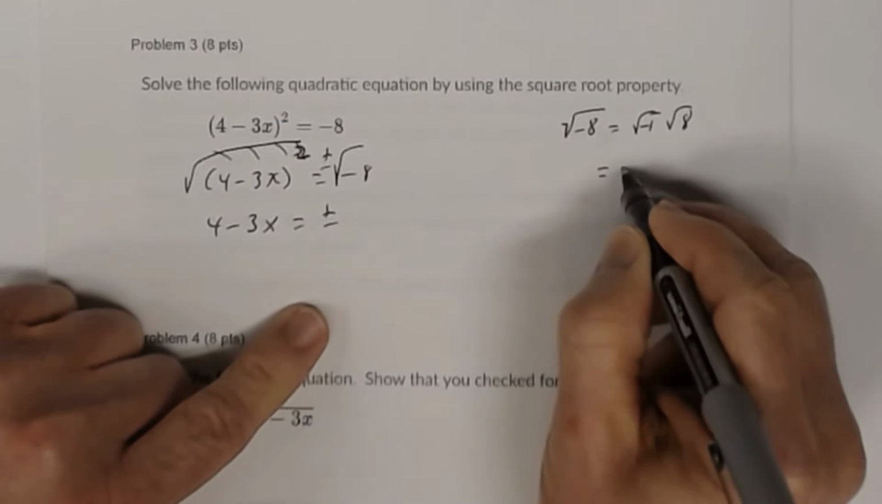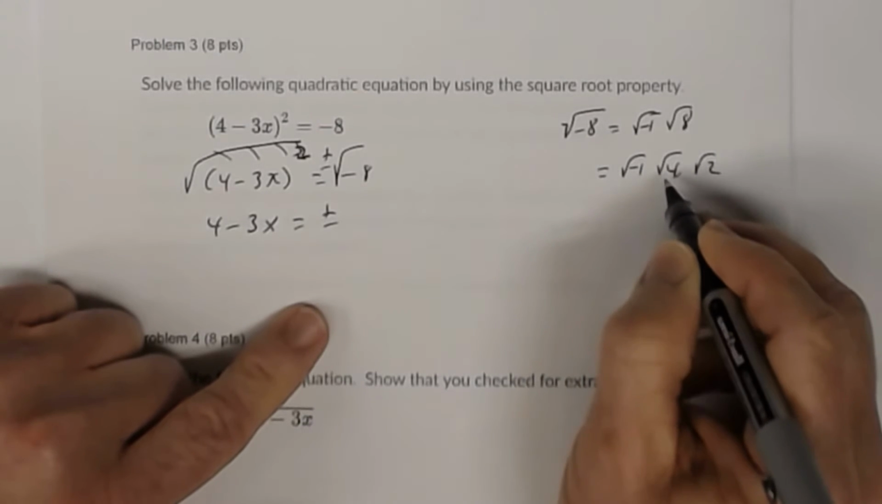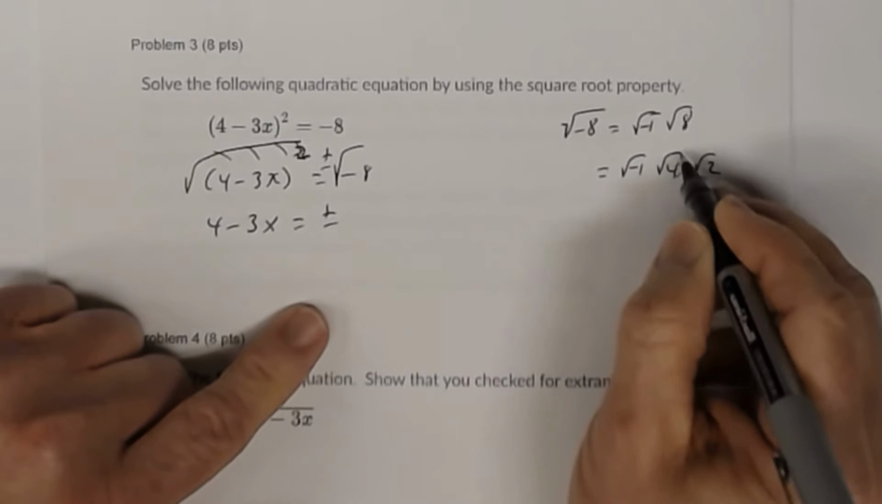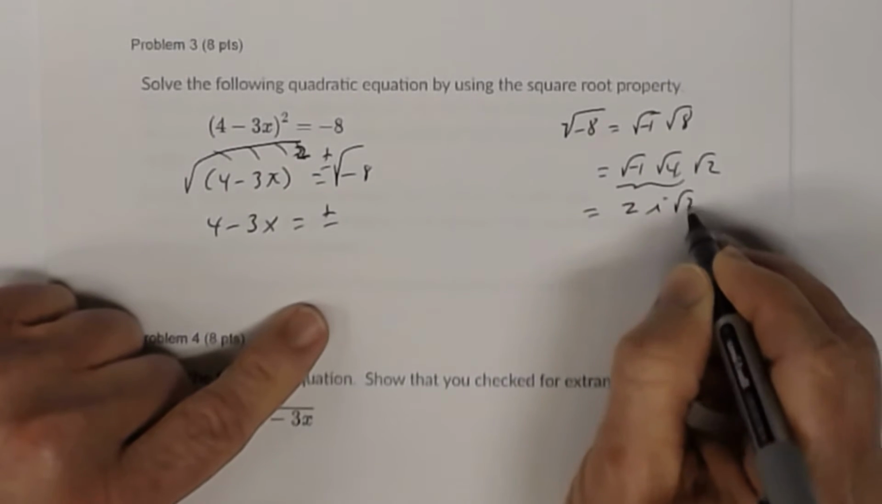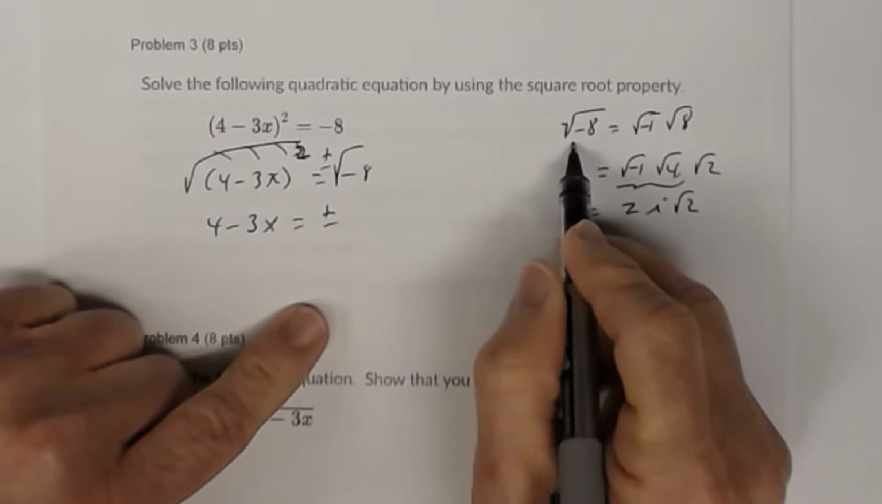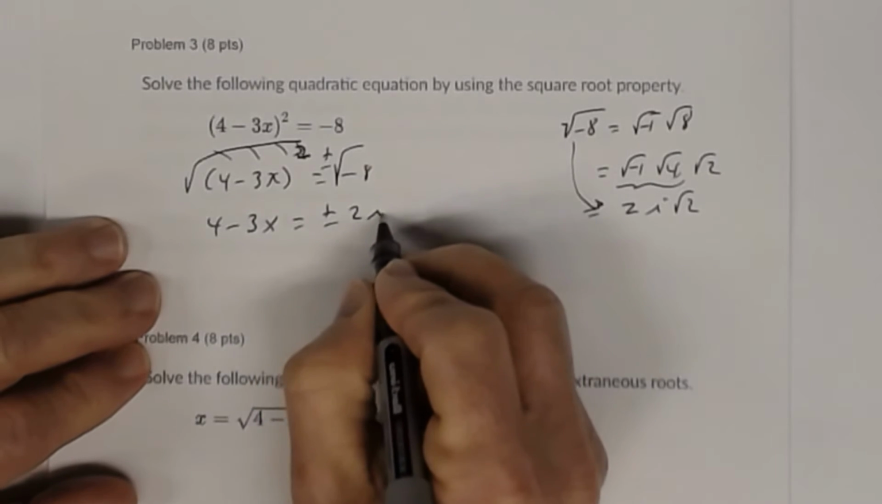So this becomes the square root of a negative 1, square root of 4, square root of 2, and 4 is a perfect square, so the square root of 4 is 2. So this right here becomes 2i square root of 2. So that is the square root of negative 8. The square root of negative 8 is the same thing as saying 2i square root of 2.